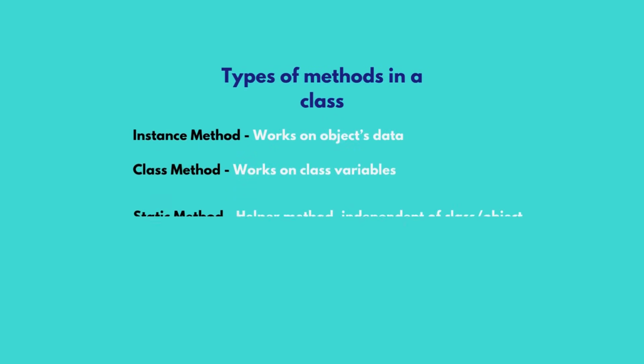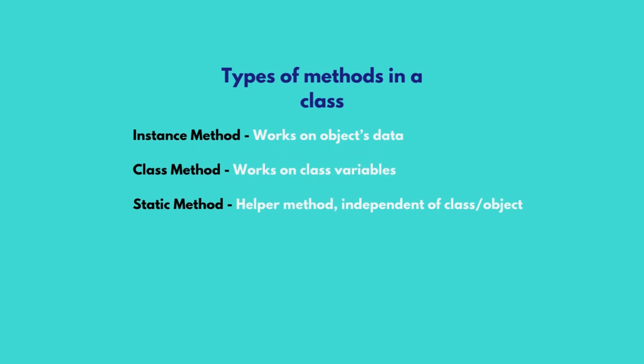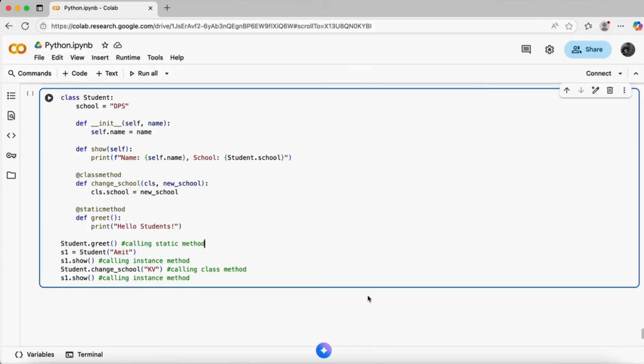Now the types of methods. We have three types of methods that we use: instance method, class method, and static method. Instance methods work on an object's data because they are associated with an object, class methods work on class variables, and static methods we use majorly to create some helper methods. These are independent of any class and object. So let me take you to Google Colab and let me show you with an example.